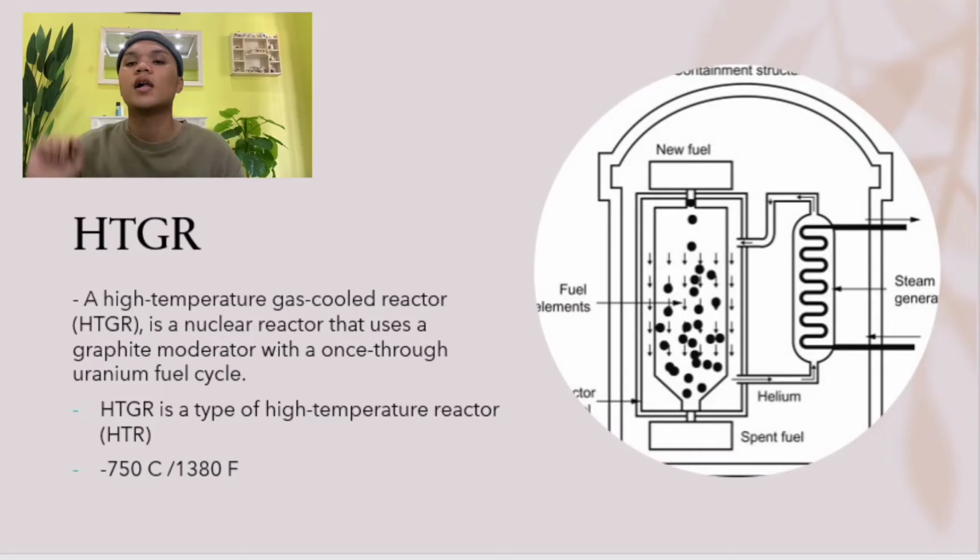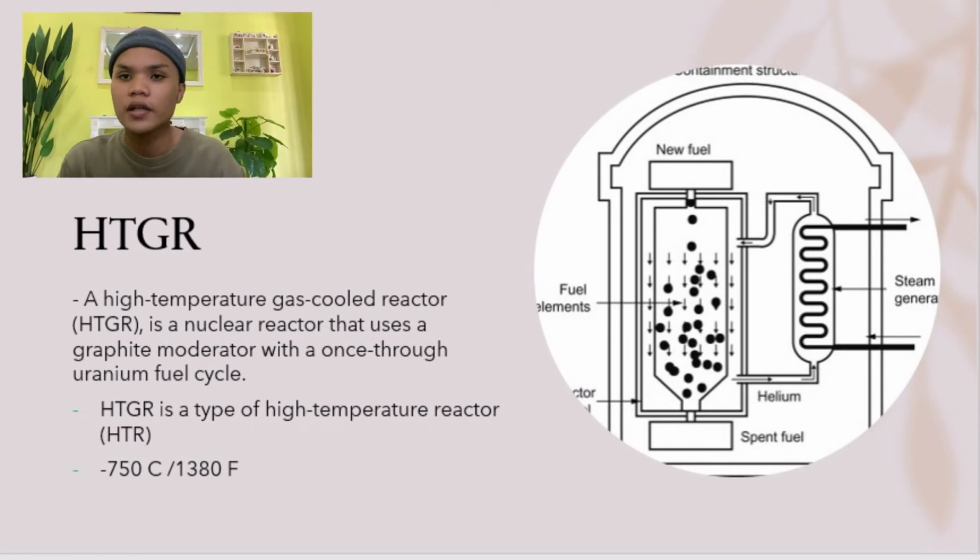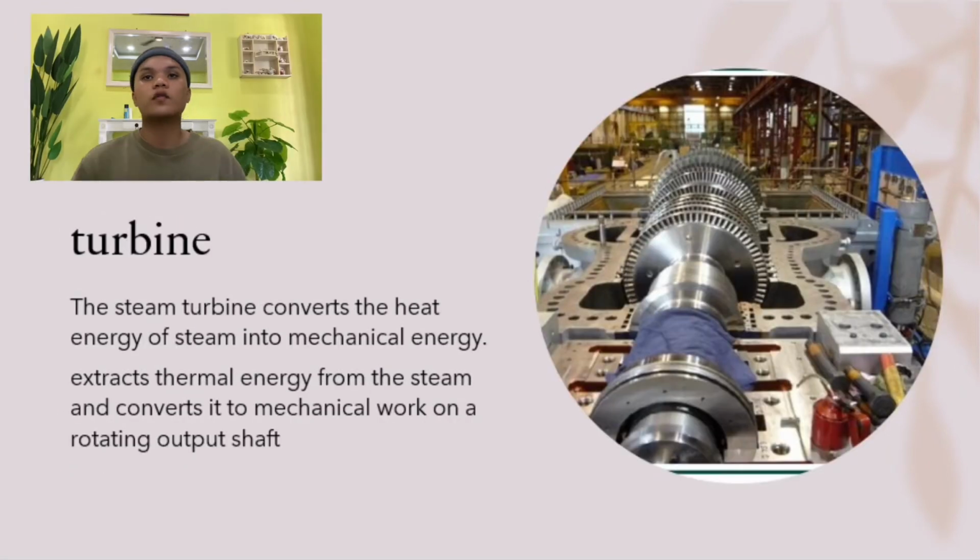Today I want to share with you the components in the advanced reactor and their functions. HTGR, known as the high temperature gas cooled reactor, is a nuclear reactor that uses a graphite moderator with a once-through uranium fuel cycle. The HTGR is a type of high temperature reactor, HTR, that can conceptually have an outlet temperature of 750 degrees Celsius.